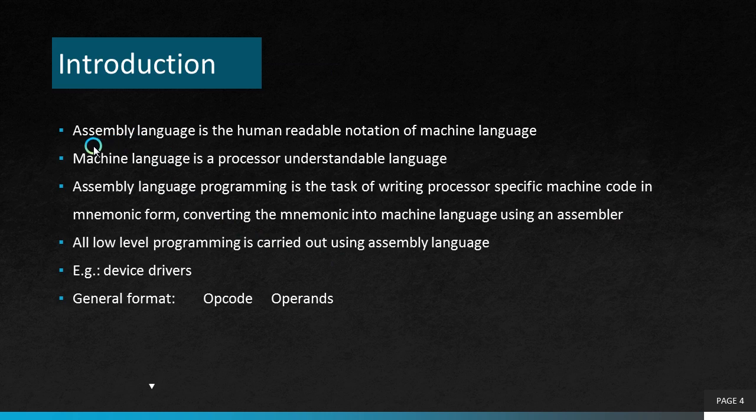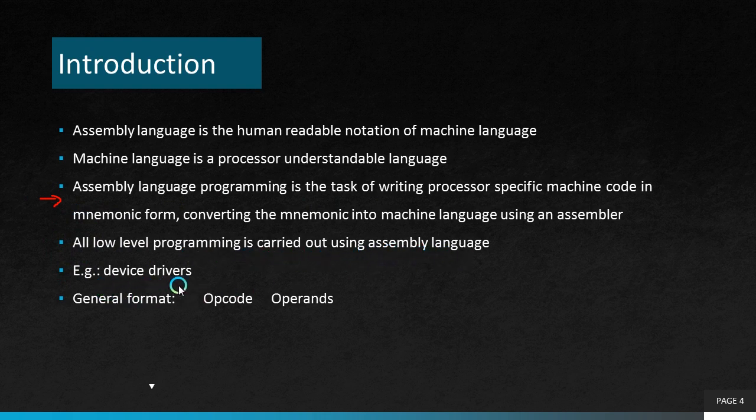The basic difference between assembly and machine language is that assembly language is the human readable notation of machine language, which uses specific symbols called mnemonics, whereas machine language is the processor understandable language which consists of only zeros and ones. The major task of assembly language programming is to write the assembly language program and then convert it to machine language using an assembler. All low-level programming is carried out using this assembly language.